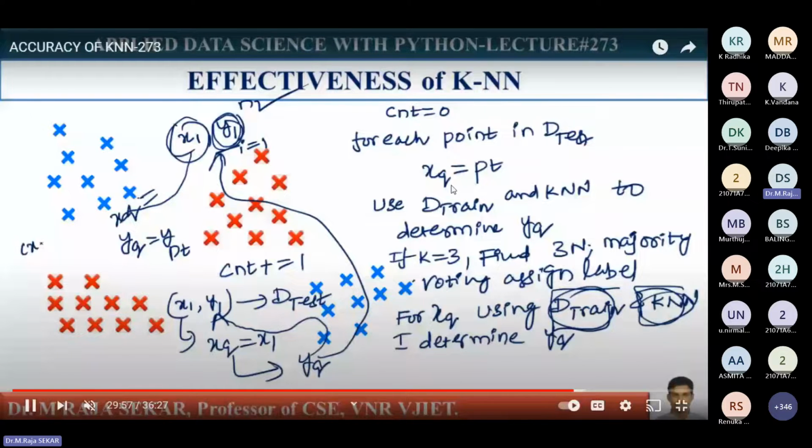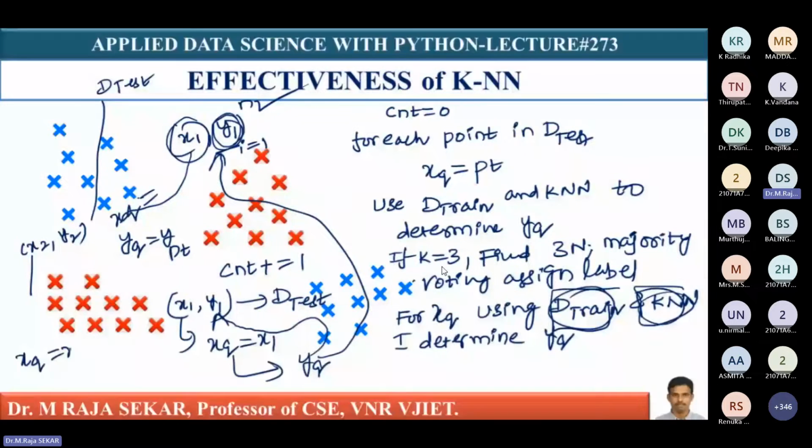What is my K? Earlier we were saying that K equal to 3. Time being, we know that if K is an even number, we have difficulty. Why? Because majority vote doesn't work. For K equal to 4, if 2 positive, 2 negative, how will you get a majority vote? That's why K should be odd.